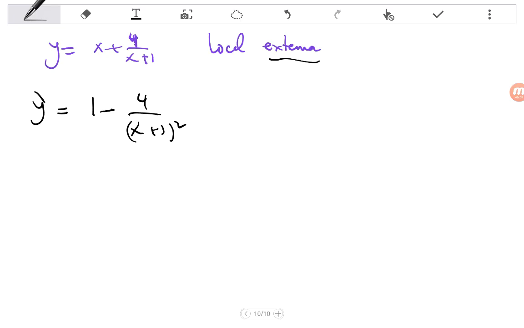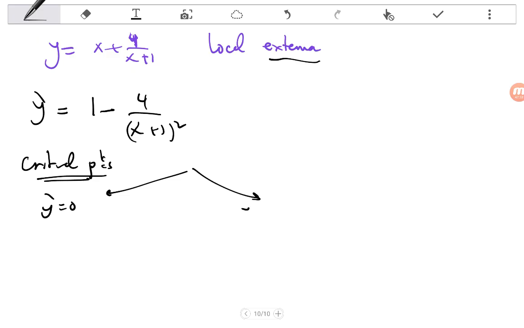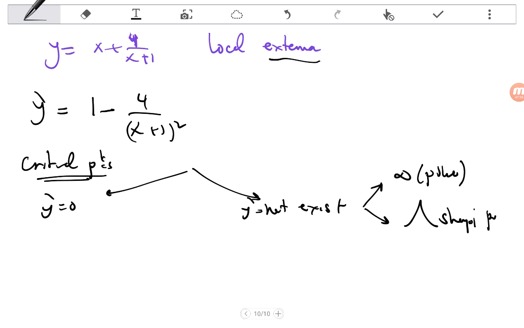I just need to find what are the poles and zeros of this function, or when is the derivative not existent. So we find the critical points for which y dash has two cases. Y dash is equal to 0, or y dash is equal to infinity, or does not exist. Not existing may be two cases, either infinity or poles, or it may be a sharp point, or it is called a cusp.